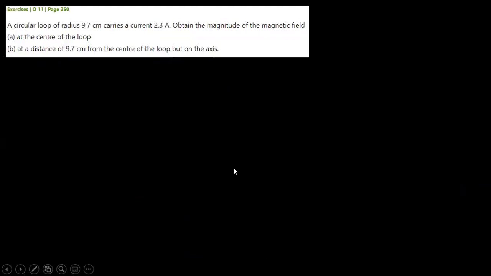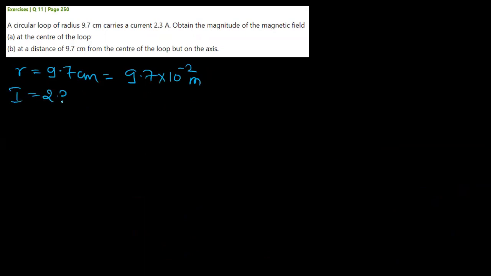Current value you find out. I'm not giving you right now. Just solve it and get the answer. A circular loop of radius 9.7 centimeter. Very, very important and a lengthy question again. So radius carries a current of 2.3 ampere. I is given to you as 2.3 ampere over here. And obtain the magnitude of magnetic field at the center.